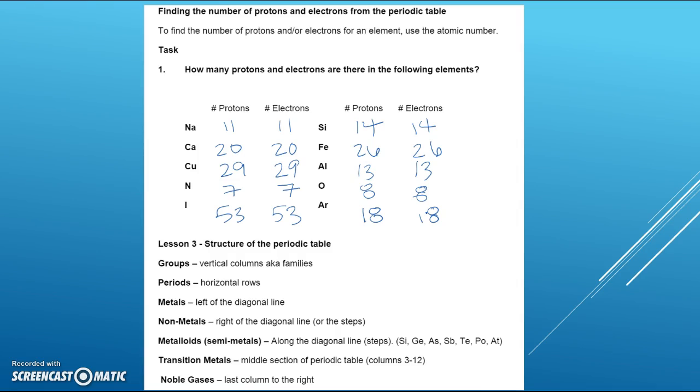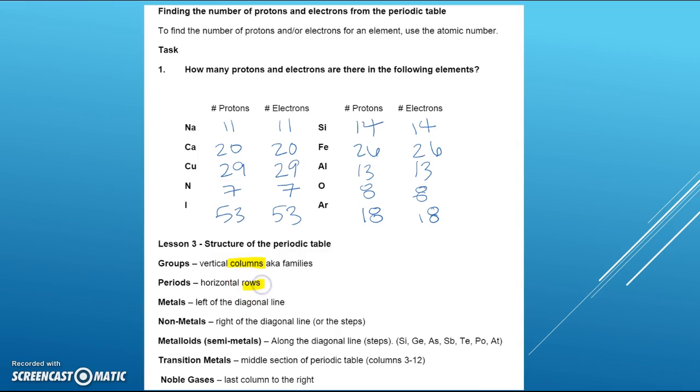So moving along into lesson number 3, the structure of the periodic table. The first thing we're going to talk about is some vocabulary. So groups are going to be the columns. You might also hear them called the families, but essentially the columns in the table, so what goes up and down. Periods are the horizontal rows, so what's going left to right across there.